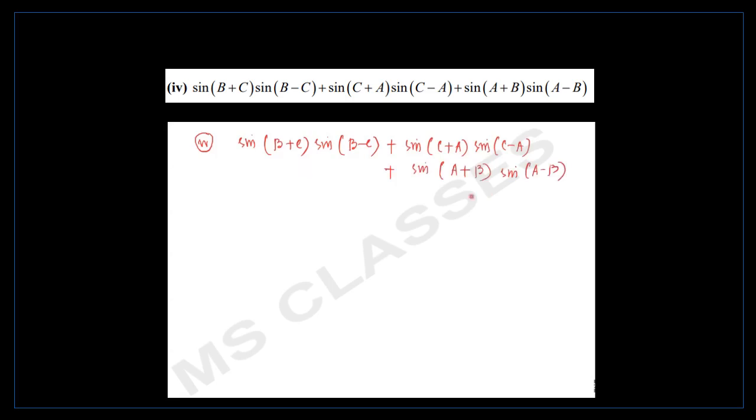Now, this is simply based on the formula sine a plus b into sine a minus b, that is sine square a minus sine square b. So we apply this formula in the first part, second part, and third part respectively. So sine square b minus sine square c plus sine square c minus sine square a plus sine square a minus sine square b. Now this cancels out, this cancels out, this cancels out. So this adds up to 0.